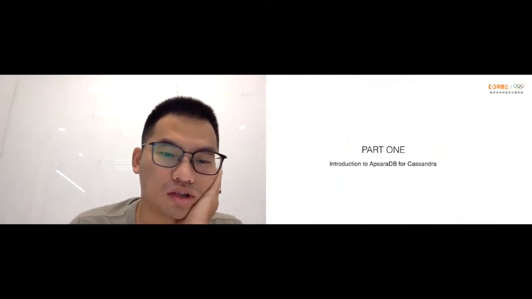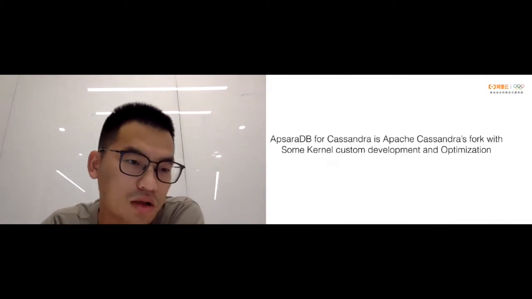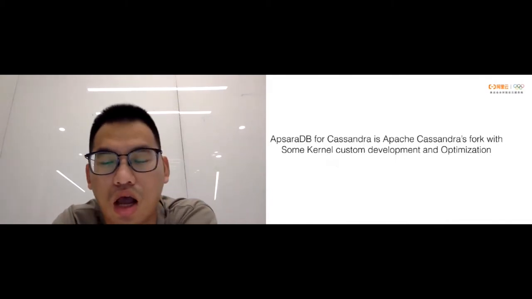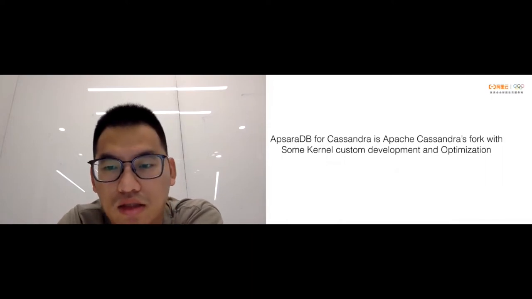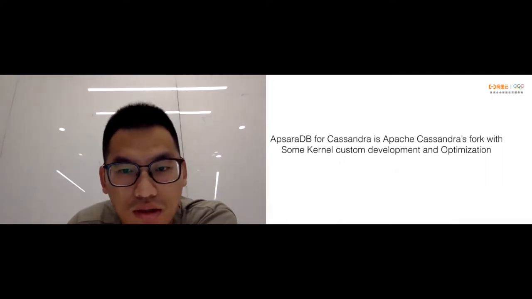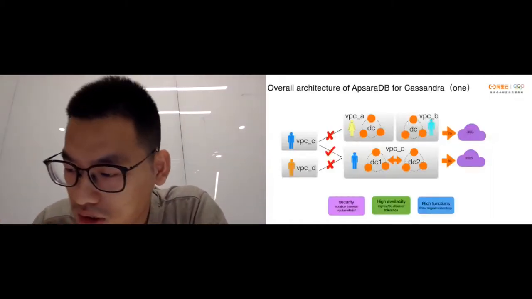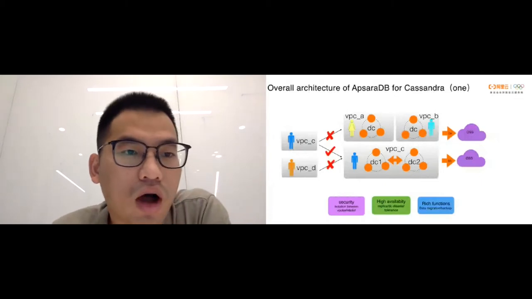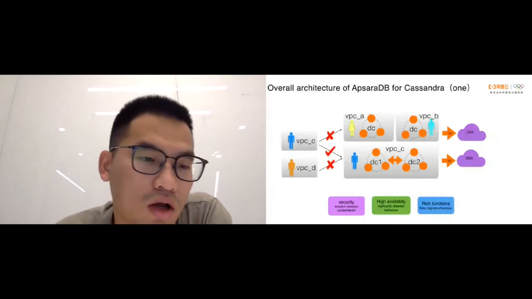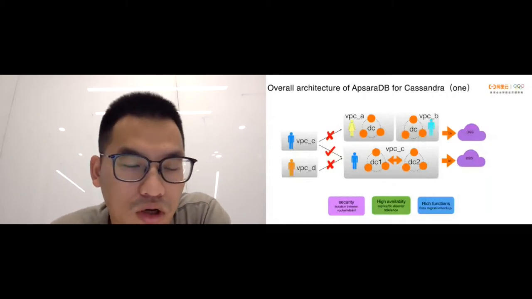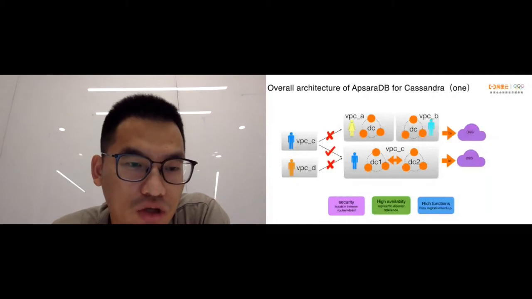Part one, introduction to ApsaraDB for Cassandra. ApsaraDB for Cassandra is Apache Cassandra's fork with some kernel custom development and optimization. Let's come in to see the overall architecture of our ApsaraDB for Cassandra, part one.